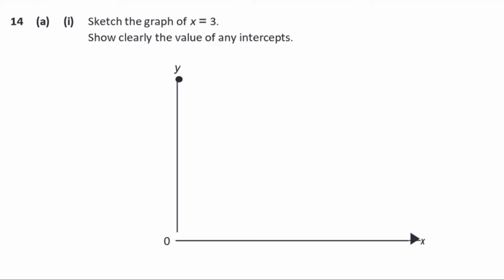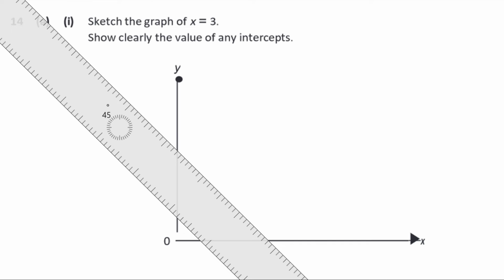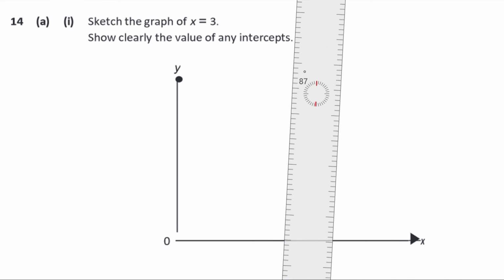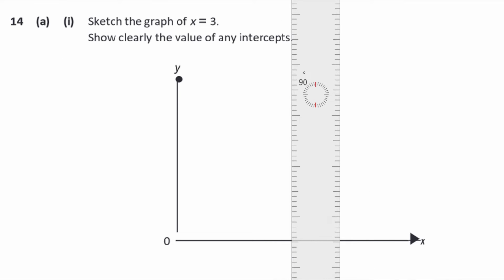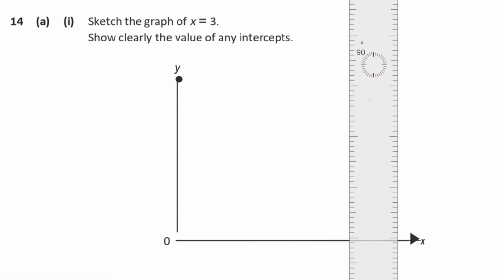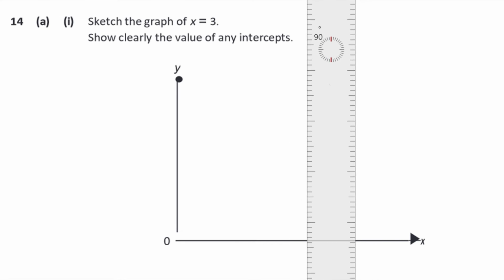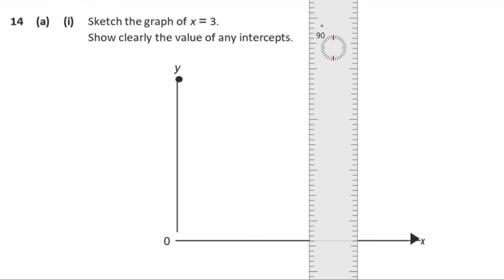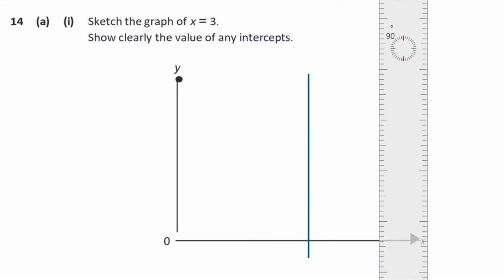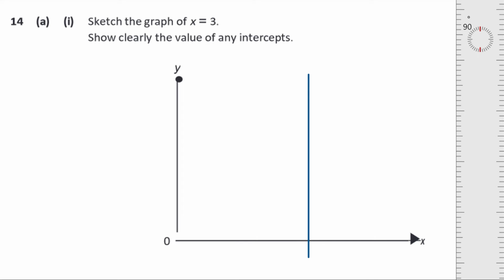Question 14a part 1. Sketch the graph of x equals 3. Show clearly any values of any intercepts. Well, I know that one straight away. Any graph of the form x is equal to something is going to be a vertical line parallel to the y-axis. Okay, and it's going to pass through the x-axis at 3. So that point there is 3. Okay, so that is the graph x equals 3.